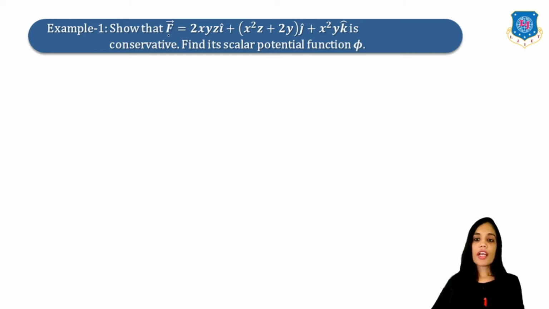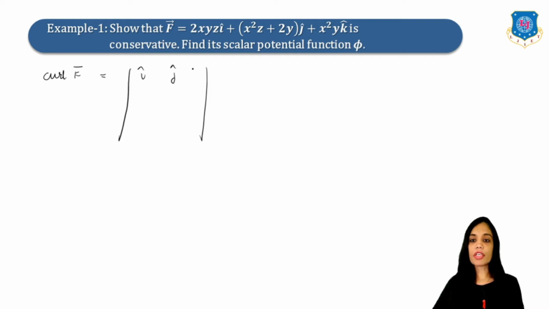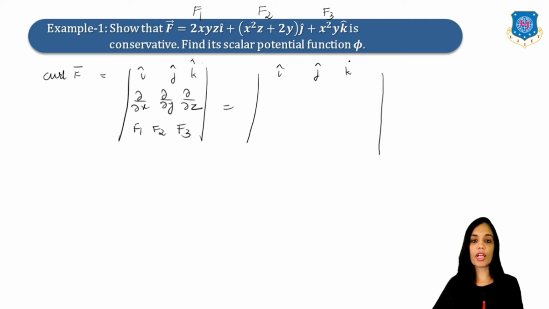We have to show that f bar is equal to 2xyz i cap plus (x square z plus 2y) j cap plus x square y k cap is conservative. We also have to find its scalar potential function phi. Firstly, in order to check whether the field is conservative or not, we will find curl of f bar. The formula is the determinant of i, j, k, del by del x, del by del y, del by del z, f1, f2 and f3. Now we know what our f1, f2, f3 are. So let us put those values in the formula.